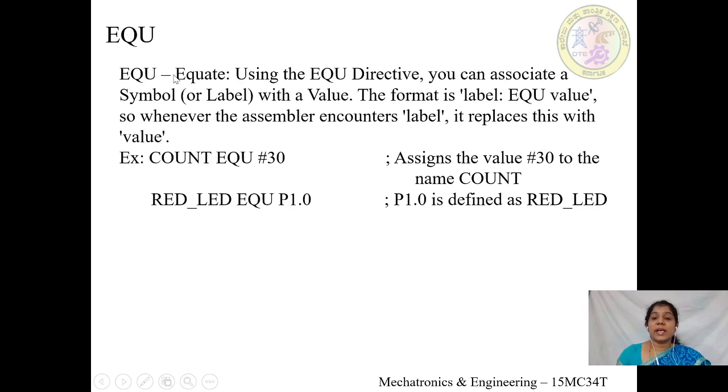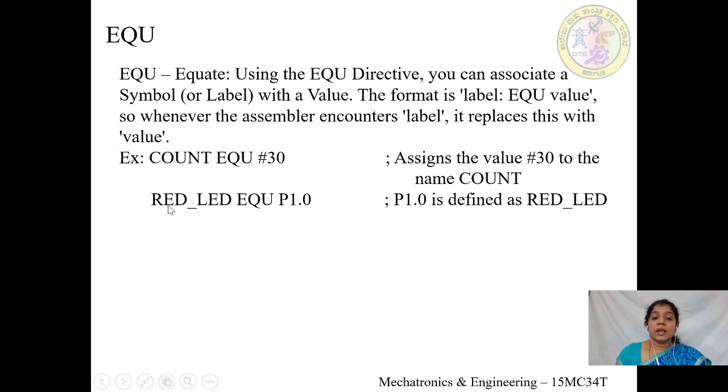Next is the equate directive. The equate directive helps us to associate a symbol or a label with a value. So usually it will have a label, and every occurrence of the label will be replaced with the value. For example, COUNT EQU #30. Here COUNT is the label field, followed by EQU, the directive, and immediate value 30. So whenever COUNT occurs, it will be replaced by 30.